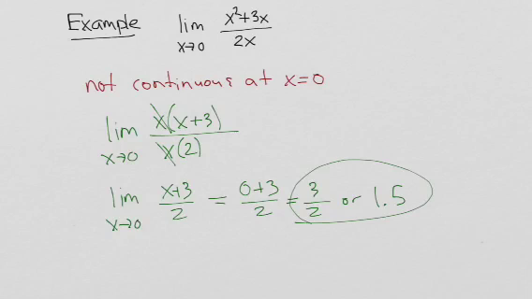So there's my answer: 3/2 or 1.5. But it's not continuous at x equals 0, and the reason is that it's a rational function. So again, it's a two-part problem today. You first check to see if it's continuous, and then see if you can find the limit at that spot. All right, best of luck today.